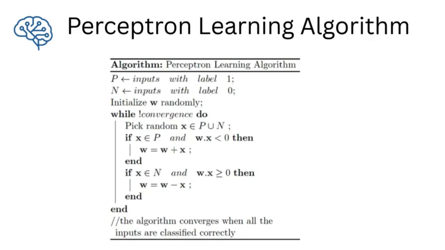What's remarkable is that for linearly separable data, this algorithm is guaranteed to find a solution. Despite being simple, it introduced the core idea of learning by adjusting weights, which is still at the heart of deep learning.